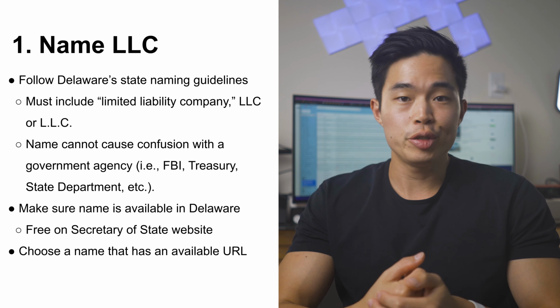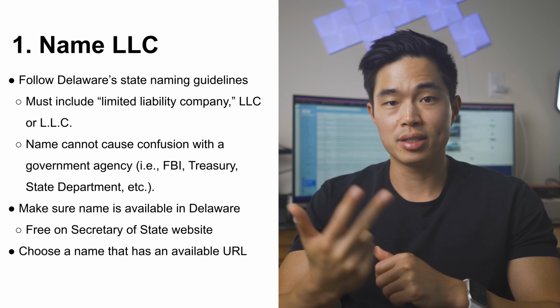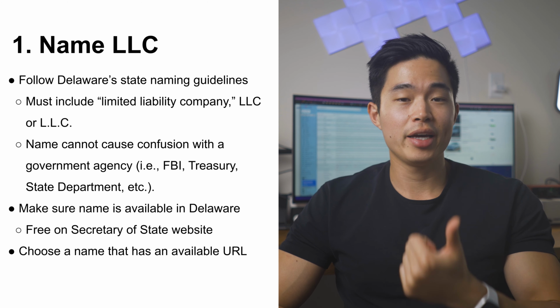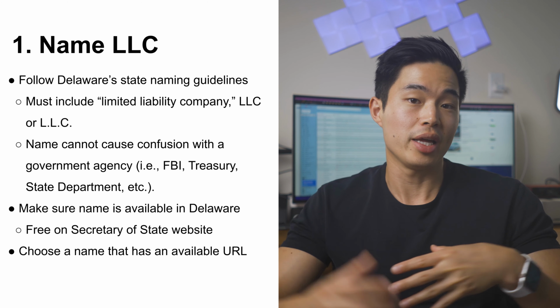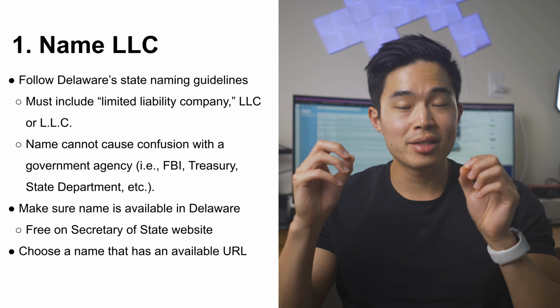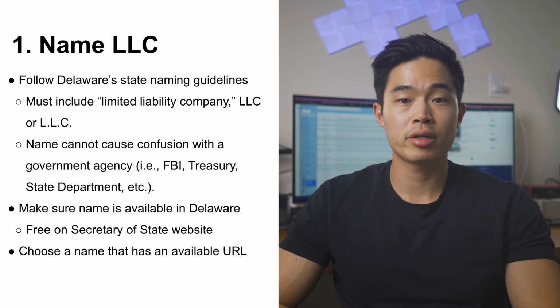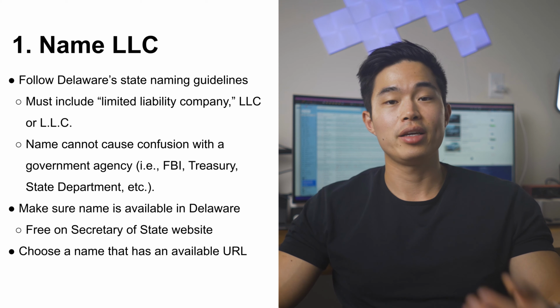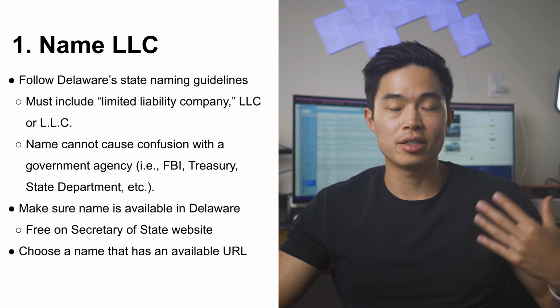All right, so the first step is finding a name for your LLC. And Delaware does have some state-specific naming guidelines. You do need to have limited liability company, LLC, or L.L.C. in the name of your company. You also can't include keywords like FBI, Treasury, State Department, and things like that, because that could confuse it with any government agencies. You also want to make sure that the name is available in Delaware, so you guys can actually search this up on the Secretary of State website. And something else to consider is whether or not the name of your business is available as a URL or domain. So if it isn't, then maybe you want to choose a different name.